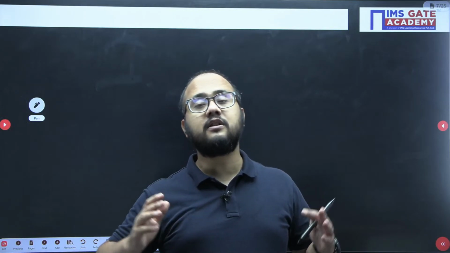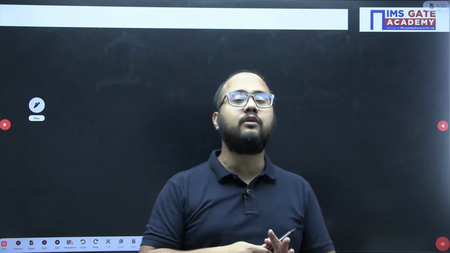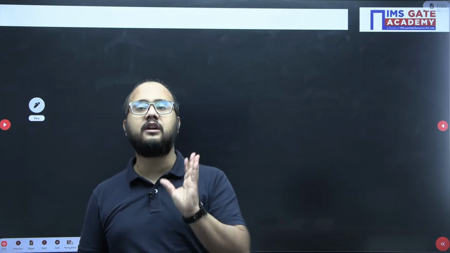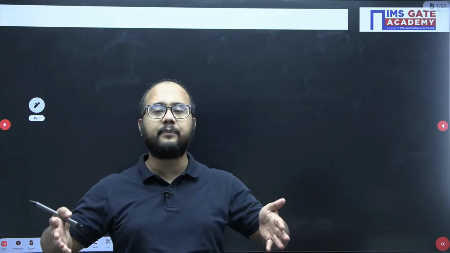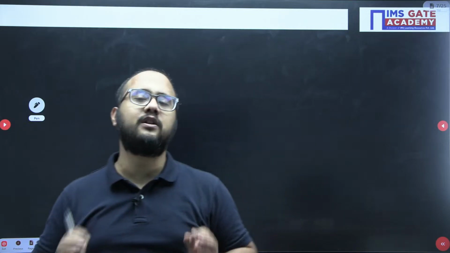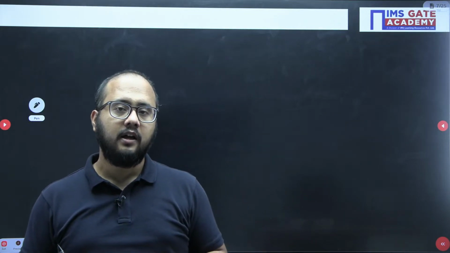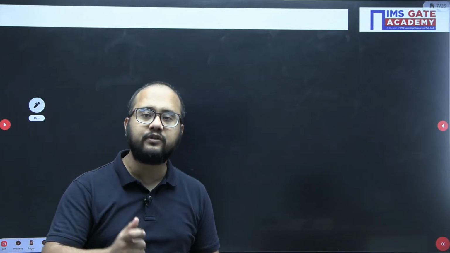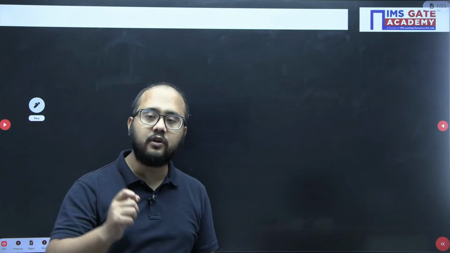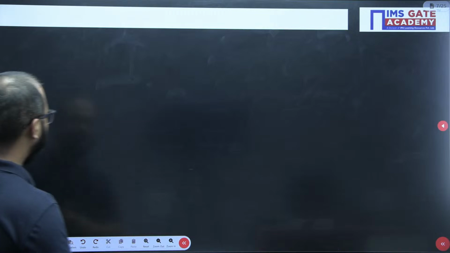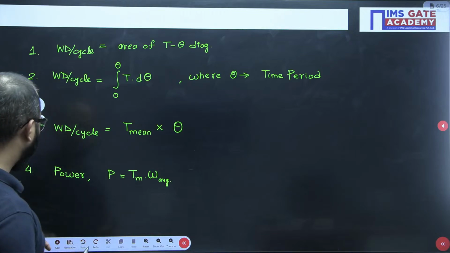But if that fluctuation is more, then definitely we have to ensure that the fluctuation is reduced. If that much fluctuation is happening in the system, we need to think about how to decrease it. These are very important points in the analysis: fluctuation of speed, fluctuation of energy, all these parameters. So let us start. We have already discussed these relations.